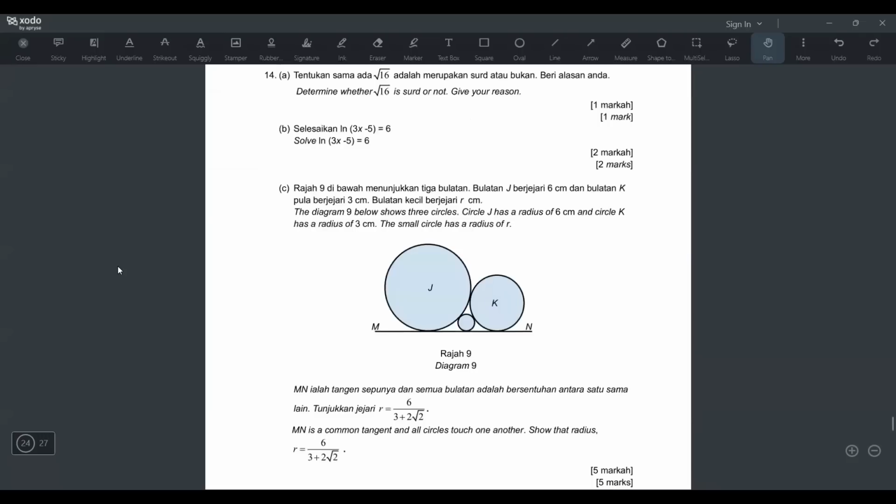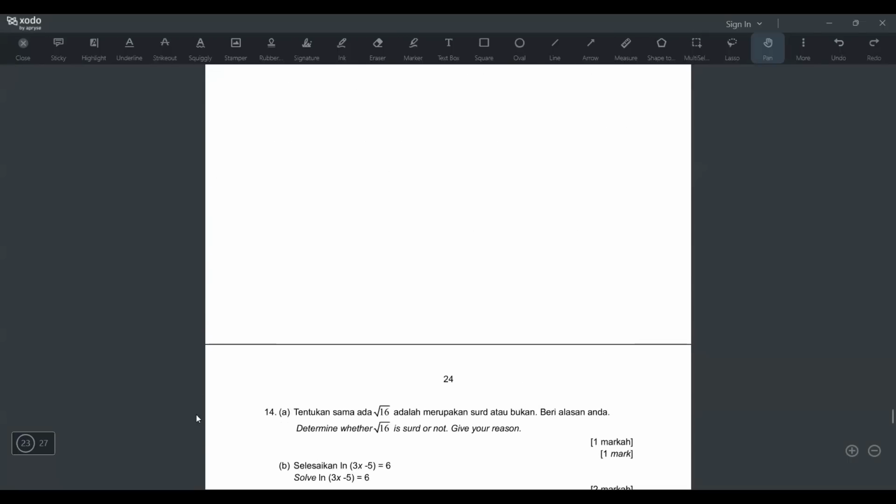Okay, I'm doing number 14 now. So let's start with question A. I think I'll write my working up here for 14A. All right, let's do it. Determine whether square root 16 is a surd or not.